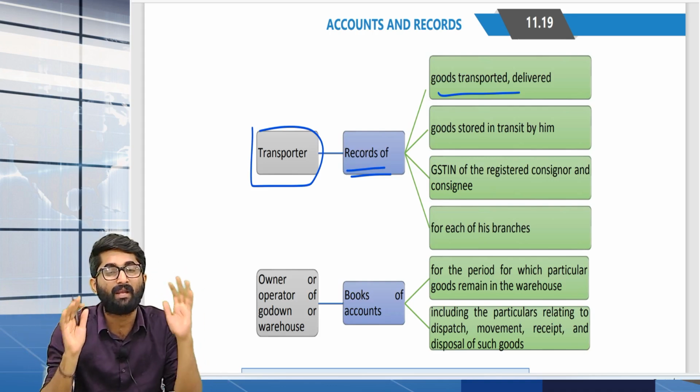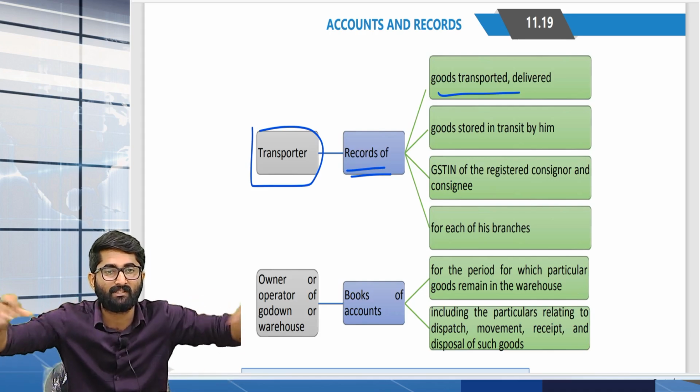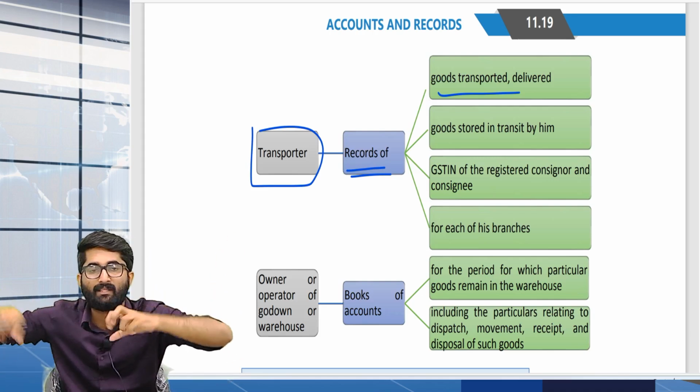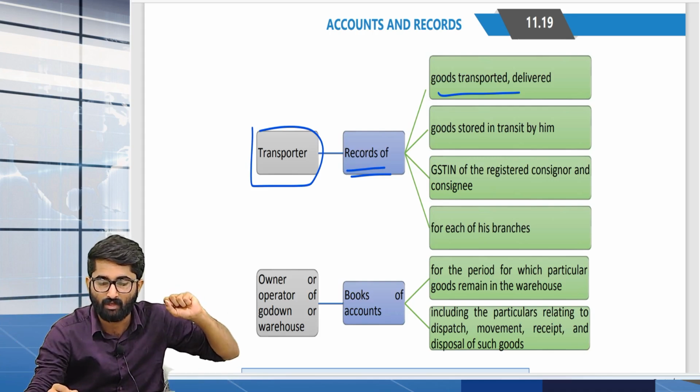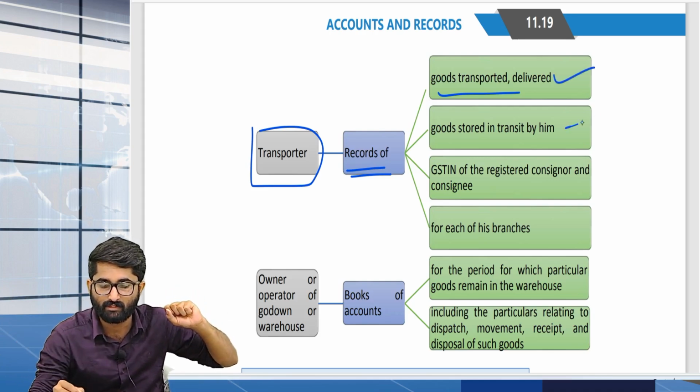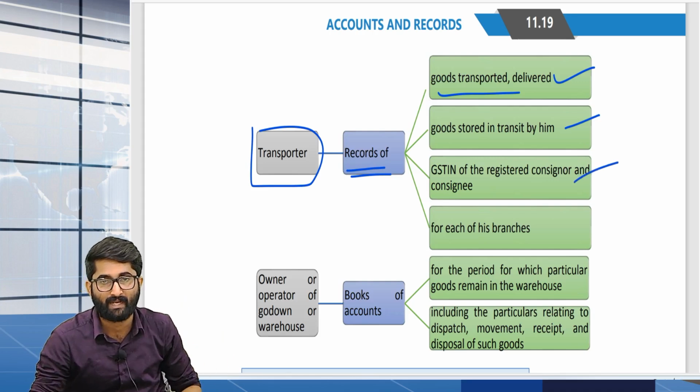Finally, for each branch, I might be having many branches. Example, VRL having branches in many places. For all the places, I have to maintain all these records. All these records I have to maintain for all the branches.